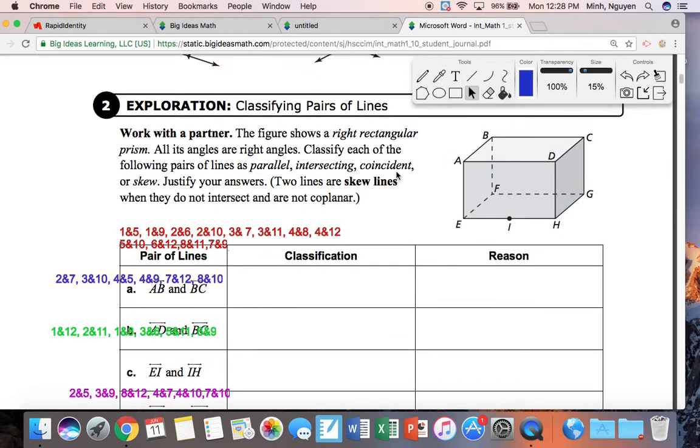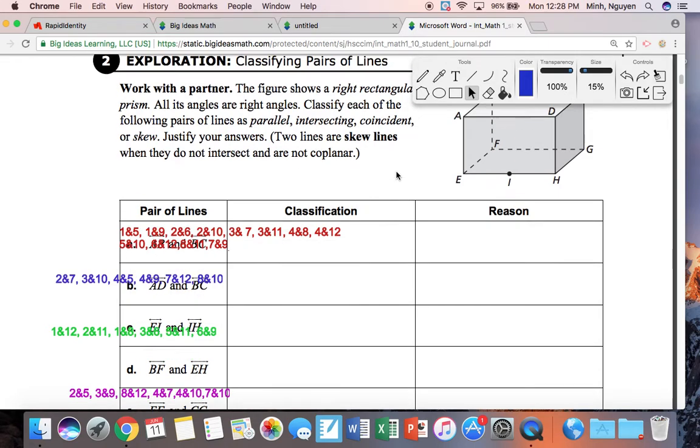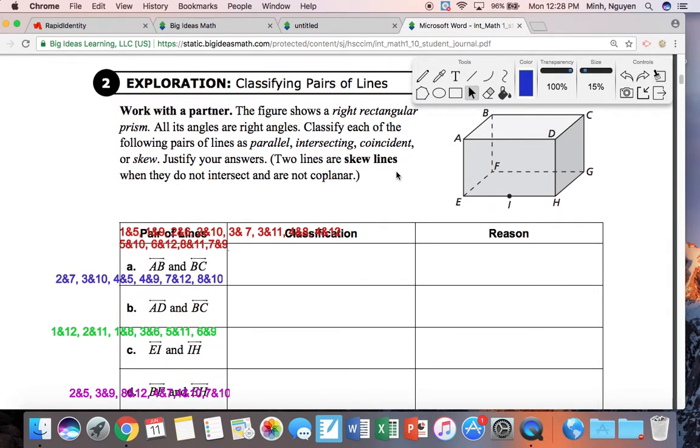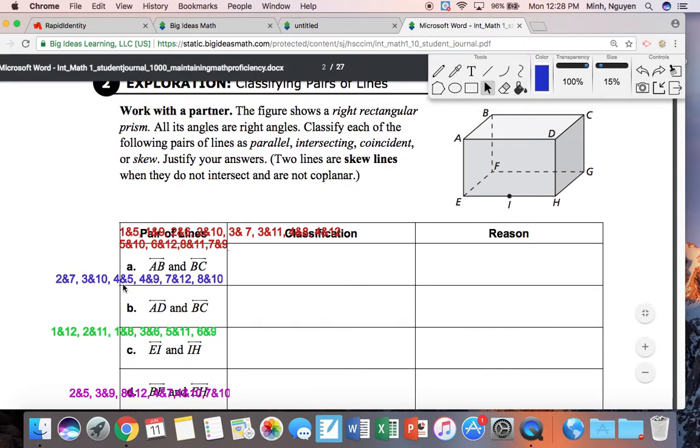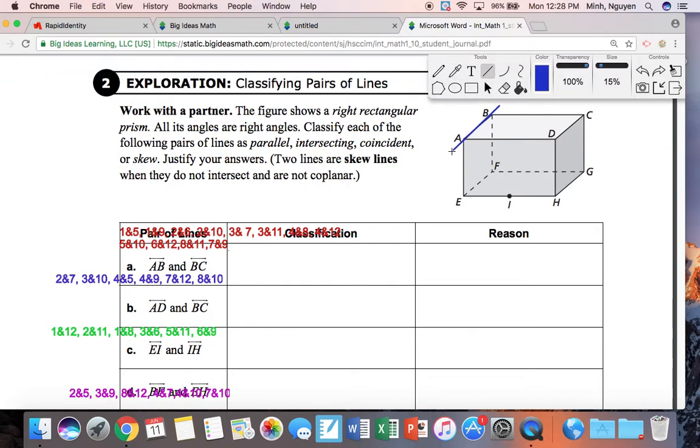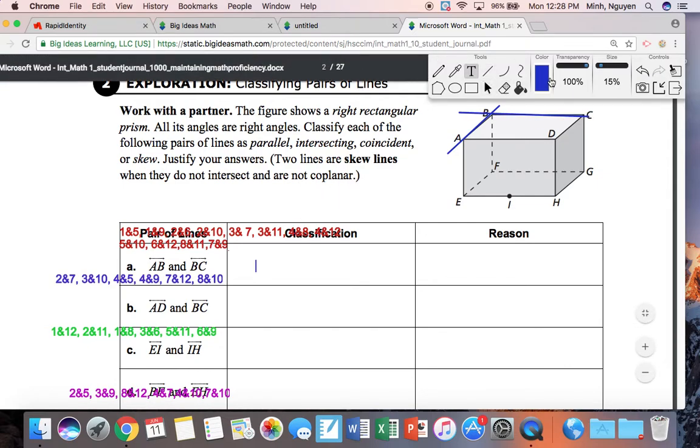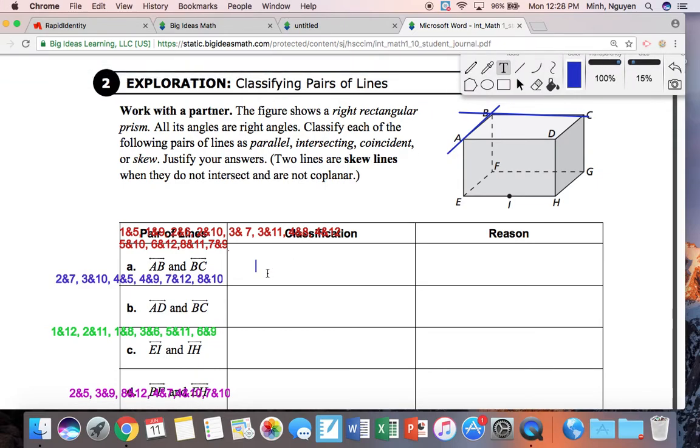Two lines are skew lines when they do not intersect and are also not coplanar. So AB and BC. Notice that it says AB and BC lines, so I can just extend these lines, AB and BC, and they are intersecting. AD and BC are parallel because they are on the same plane, but they do not touch.